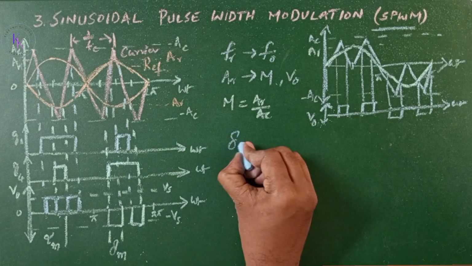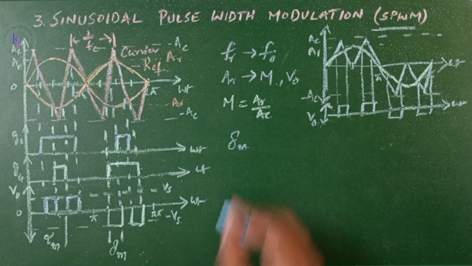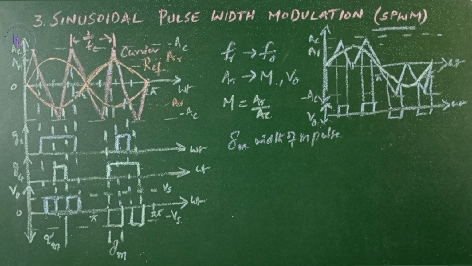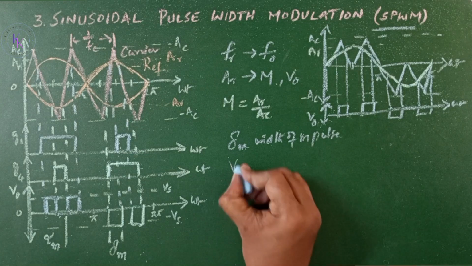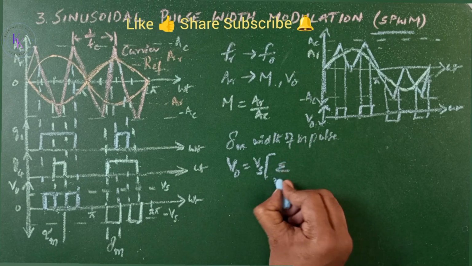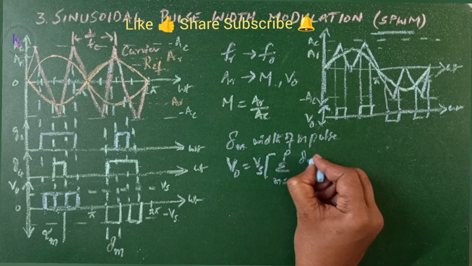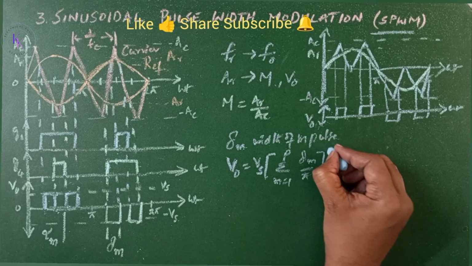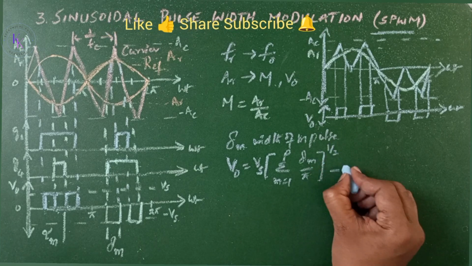If delta m is the width of the mth pulse, then the RMS output voltage V0 is given by Vs times the square root of the sum from m=1 to p of delta m by pi. It will be equation 1.